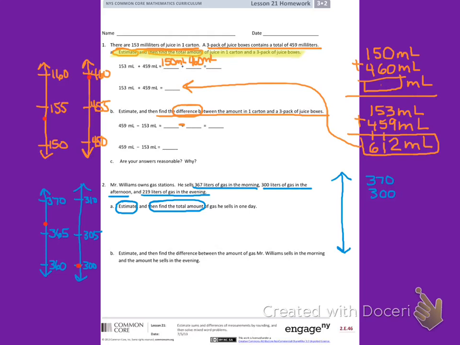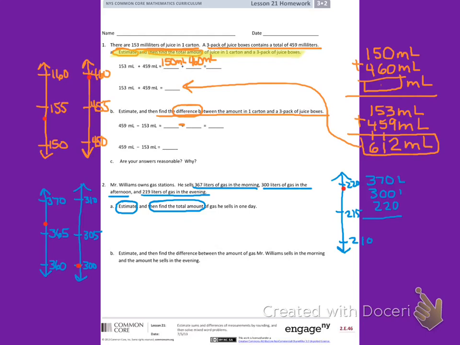When counting by tens, I know 219 comes between 210 and 220 with a halfway mark of 215. I plot my number, 219, and I see it comes closest to 220. Now I have all my numbers estimated, just like the directions tell me.